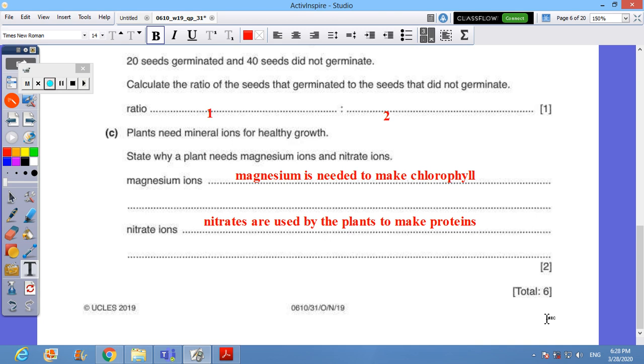Very good. This is the end of the third question. Hopefully it was useful for you. We will proceed to the next question shortly.